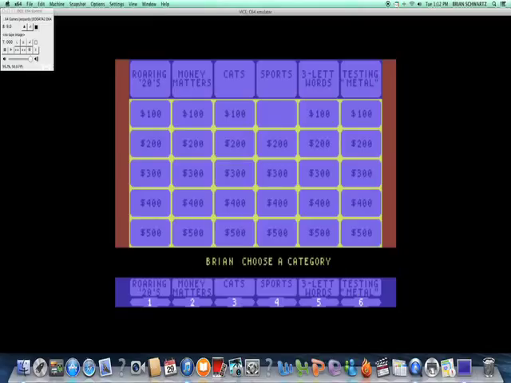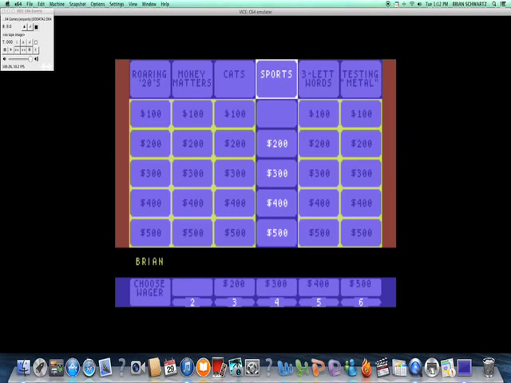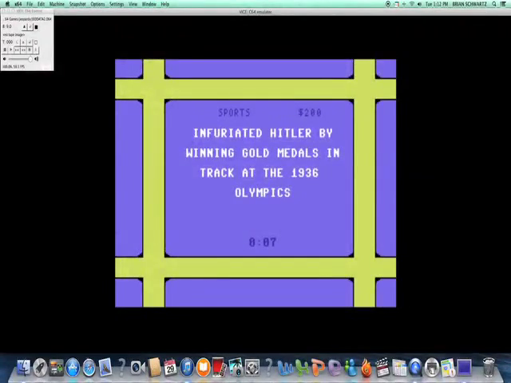Starting to sound like Alex now. Now, for any of you who wants to download this emulator and this emulated software, I want to let you know that especially for a Mac user like myself, the option button is what you have to use to buzz in, which, if you were on an actual Commodore 64, would be the Commodore button. Let's go sports for 200.